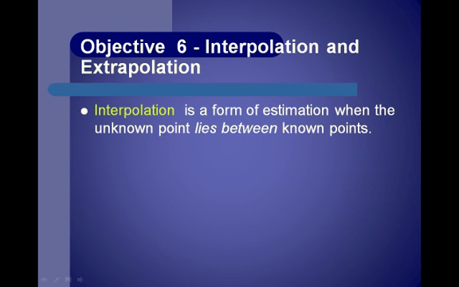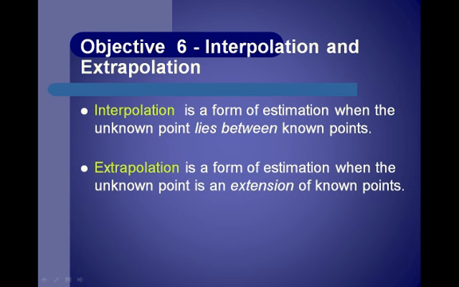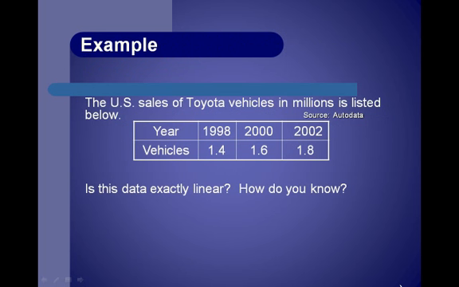Objective 6 is interpolation and extrapolation. Interpolation is a form of estimation when an unknown point lies between known points. Extrapolation is a form of estimation when the unknown point is an extension of known points. For example, the U.S. sales of Toyota vehicles in millions is listed below. We have the years and we have the number of vehicles.